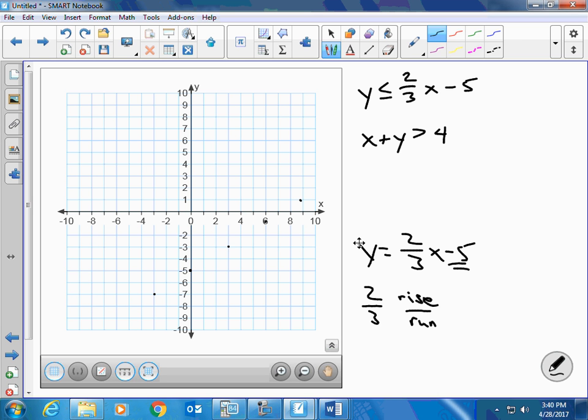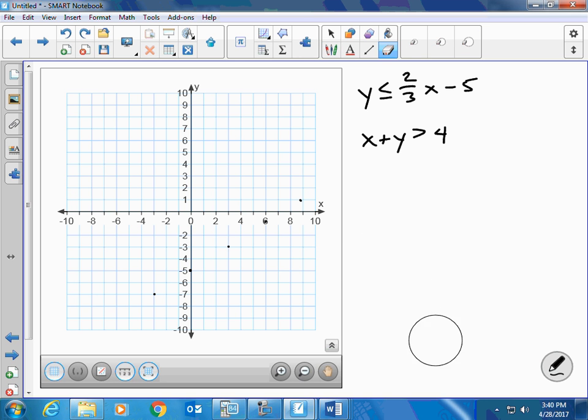Okay, now before I draw that line, here's where things change. I have to ask myself, is it a solid line or is it a dotted line? If the y is equal to and less than or greater than, then it's a solid line. But if the y is just less than or just greater than, then it's a dotted line. Mine is a less than or equal to, so it is a solid line. I draw a solid line through my points, and then I shade.